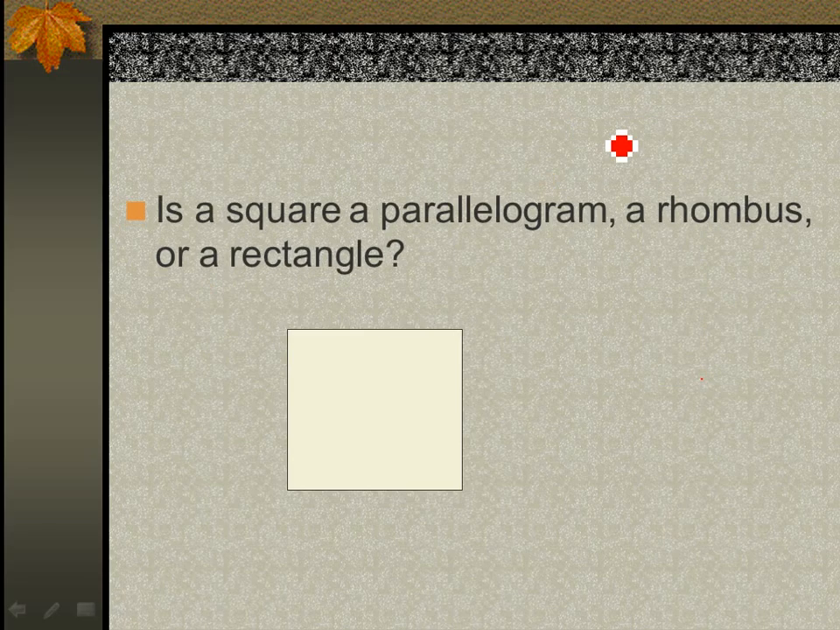All right, is the square a parallelogram? Yes. Looking at a chart, square, parallelogram? Yeah. Is the square a rhombus? Could be. Yeah. Is the square a rectangle? Yeah. It's actually all those. So guess what the properties of a square are? All the properties of a rhombus, properties of a rectangle, and properties of a parallelogram.